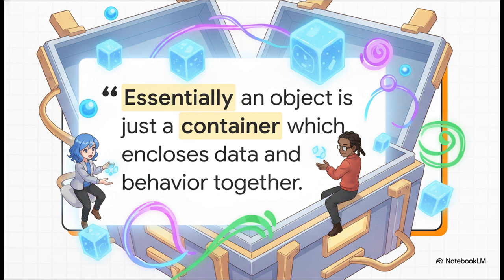Essentially, an object is just a container which encloses data and behavior together. Seriously, if you get a definitional question on your exam, that is your gold standard answer. An object isn't just a single value, right? It's a wrapper. Think of it like a box where we group together pieces of data and the specific behaviors that logically belong with that data. They just live happily together inside this single container.